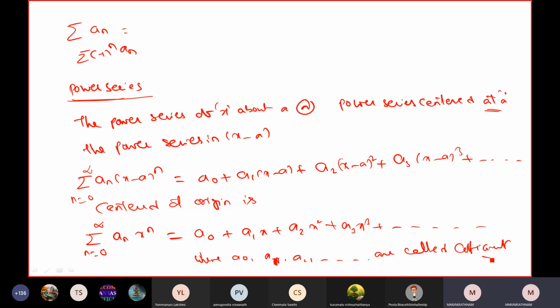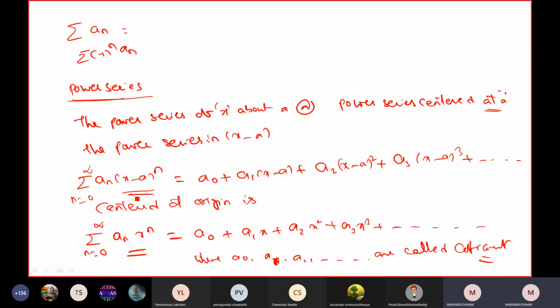Now we are going to verify the convergence of this power series, for what values of x, and for what radius or interval of values of x this series converges, meaning we are able to find the sum of this series. That's our main aim of today's class.